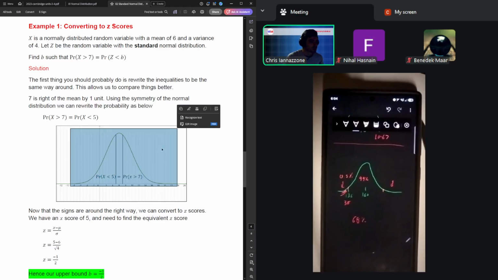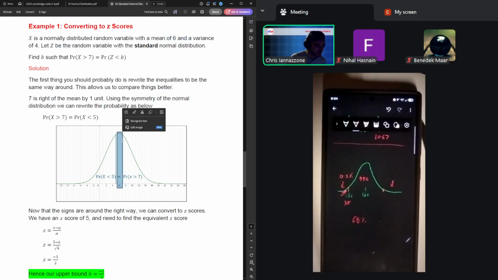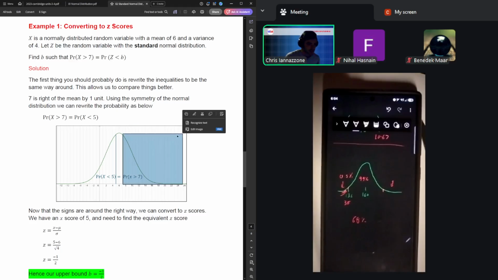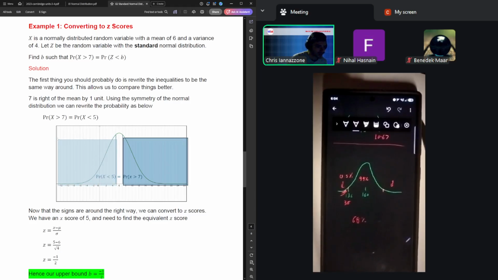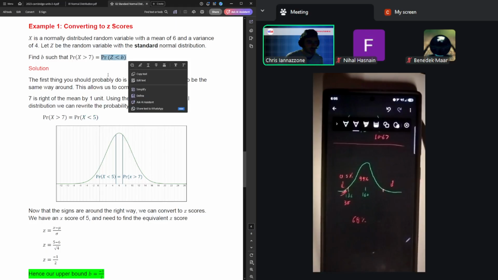Well, we're going to draw up our normal distribution. It has a mean of 6, so it's going to be centered at 6. The probability we have is x greater than 7. 7 is 1 more than 6. And because of the inherent symmetry of the normal distribution, rather than go right 1 and then look right, we can go left 1 instead and look left. These are equivalent areas and thus equivalent probabilities. Useful, because we have now flipped the inequality to now look more like the one that we're comparing it to directly.